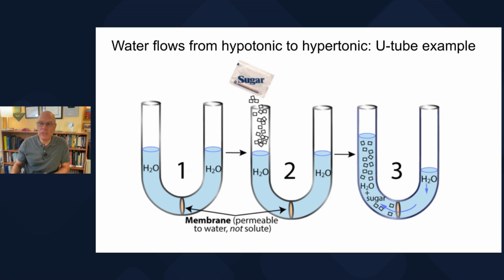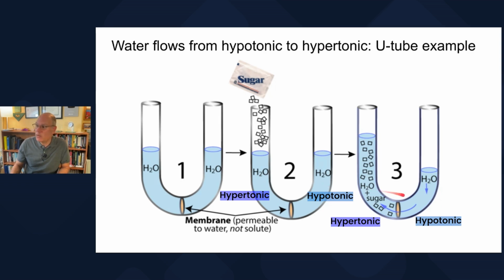Here's an example. It's called a U-tube. This is a device that you can screw apart and then you can put in a membrane. The membrane that we're going to use is going to be selectively permeable. And in this case, it's permeable to water, but not to the solute. We're adding sugar to one side of it. And what that does is it makes this side hypertonic relative to this side, which is hypotonic.